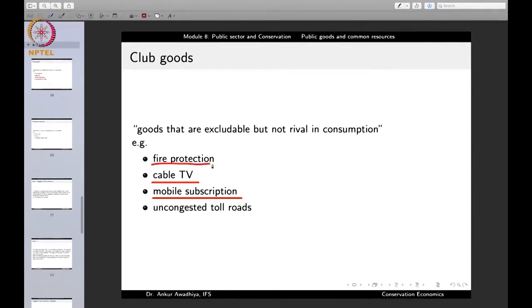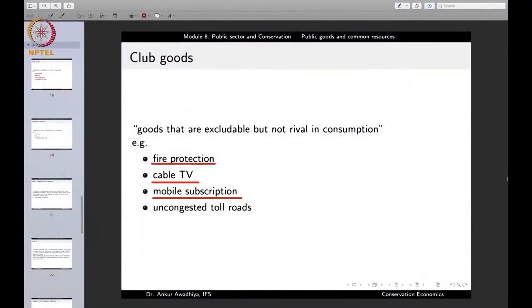Fire protection. If my house is protected, it does not reduce the quality of protection of your house. If there is a fire and if we have a fire service, then you are also going to benefit, I am also going to benefit. So it's not a rival in consumption. But it is excludable because if a private company provides this service, so the company can always say, okay, those people who pay for the subscription are going to get the fire services, others are not going to get it.